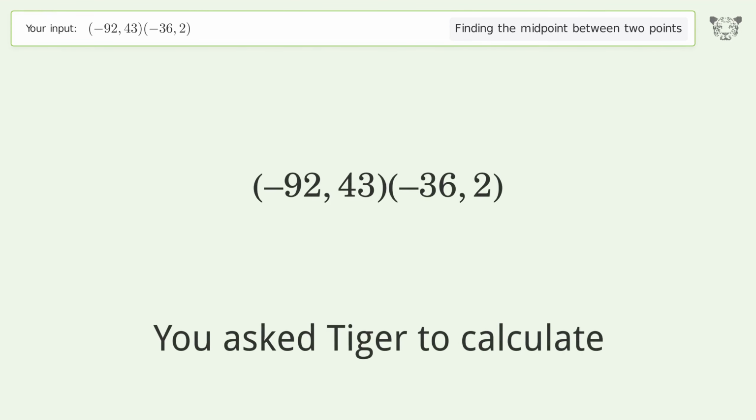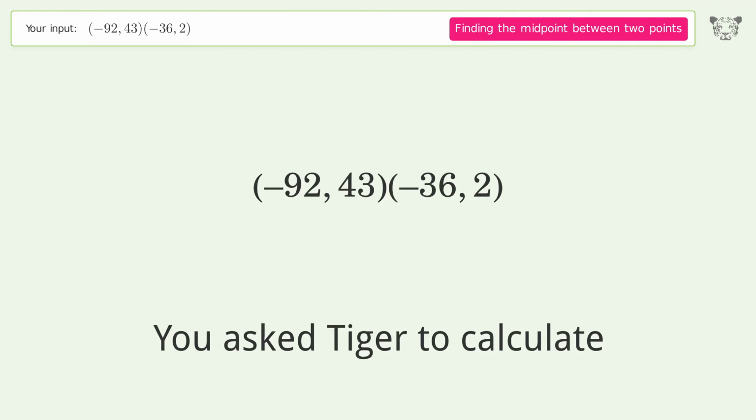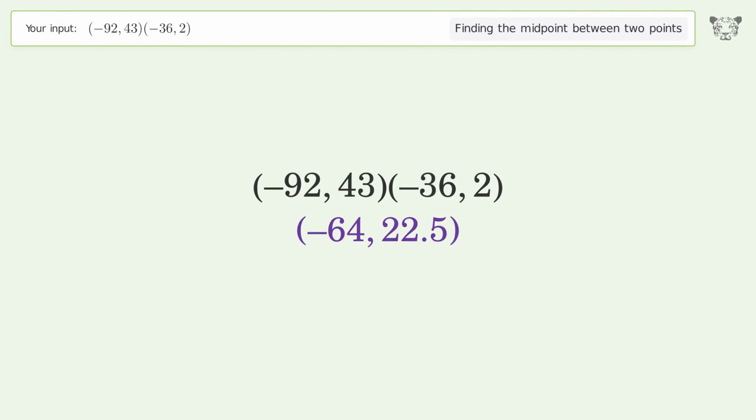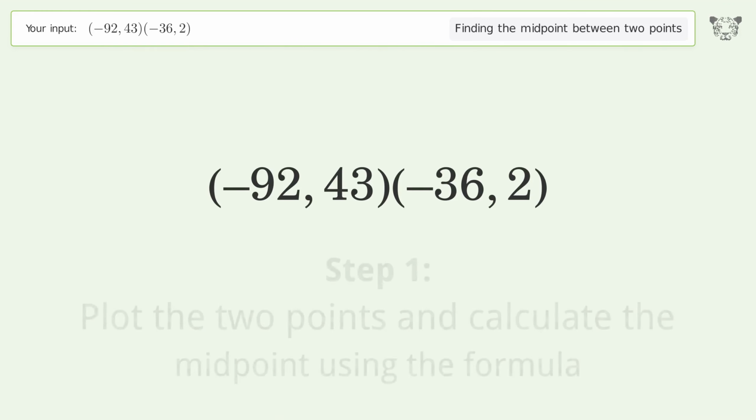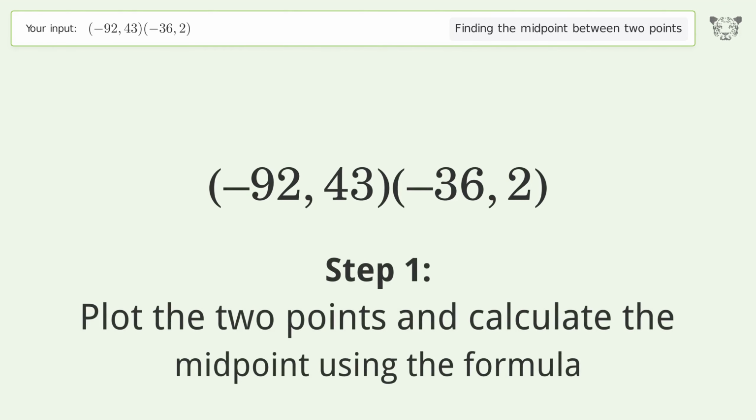You ask Tiger to calculate. This deals with finding the midpoint between 2 points. The midpoint between the 2 points is negative 64, 22.5. Let's solve it step by step. Plot the 2 points and calculate the midpoint using the formula.